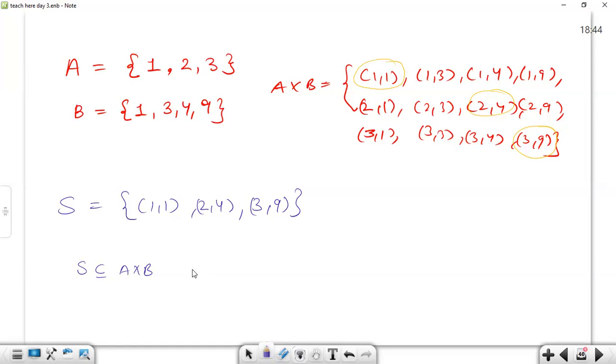Yes, that's it. Or no? Equal to symbol, sir. Okay.